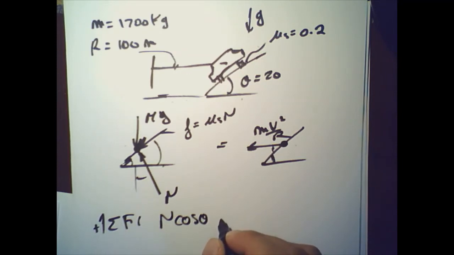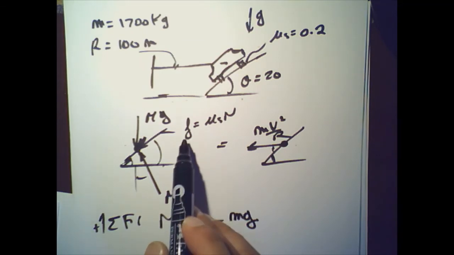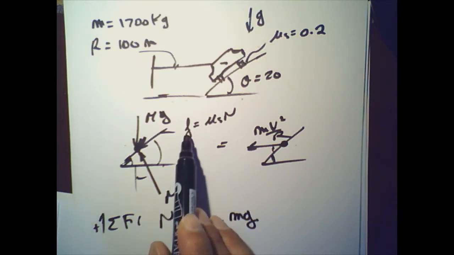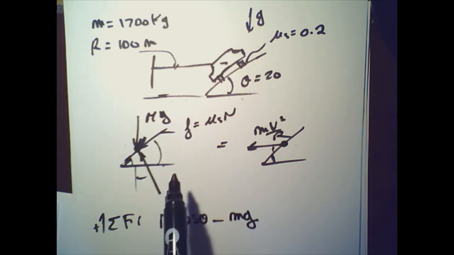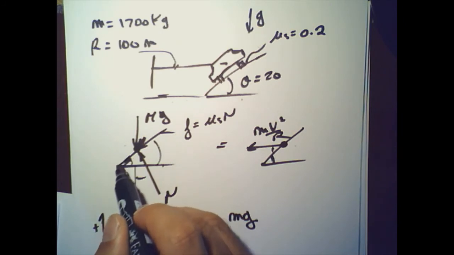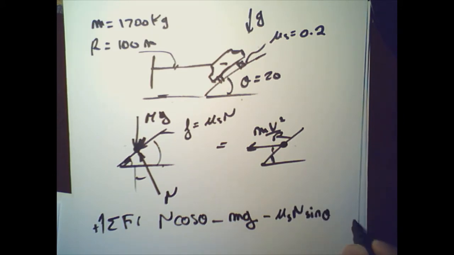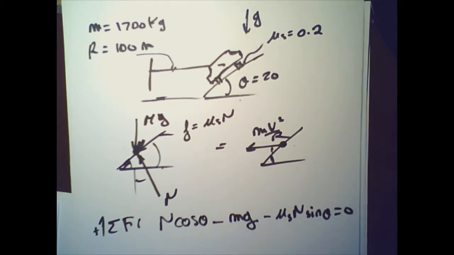N cosine theta minus n cosine theta minus mg. How about the frictional force? So that friction force will also have a contribution, and since this angle is theta, that would be minus mu s n times sine theta, and that would be equal to 0, right?